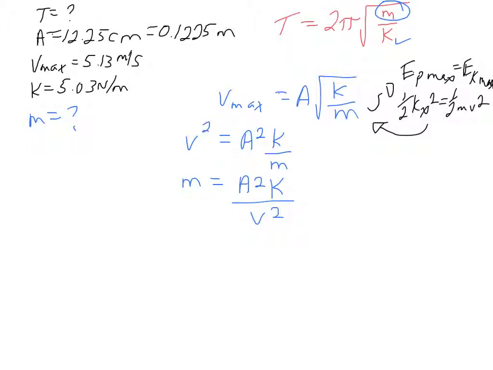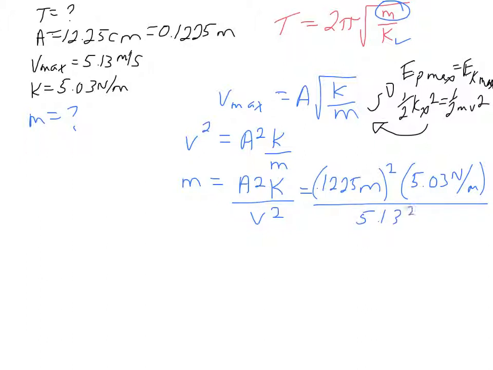I can put in my numbers in order to find my mass. So my a squared is 0.1225 meters. I'm going to square that, multiplied by my k, which is 5.03 newton meters, divided by my velocity squared, which is 5.13 squared meters per second. I'm going to get my mass is 2.868 times 10 to the negative 3 kilograms.